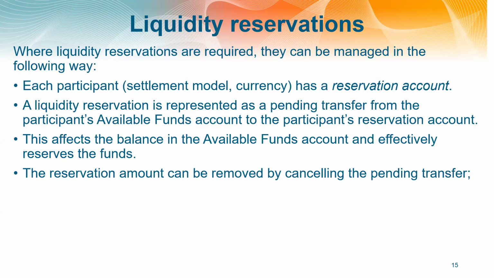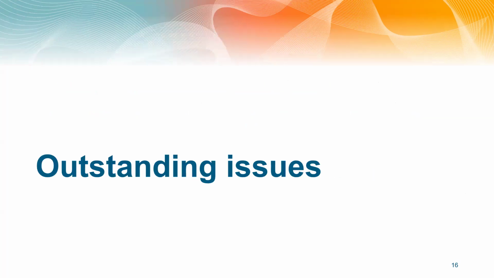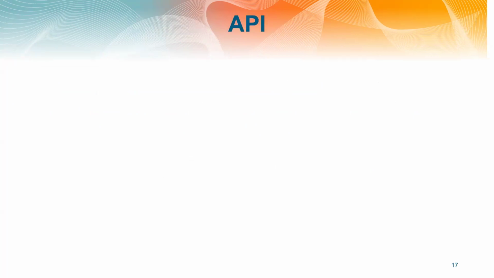Reservation amount can be removed by cancelling the pending transfer, a simple operation, or modified by cancelling and then creating a new one. So that essentially is our proposal for using TigerBeetle in Mojaloop. I want to talk about one set of outstanding issues, and then I'll throw things open for discussion, and that's the question of the API.